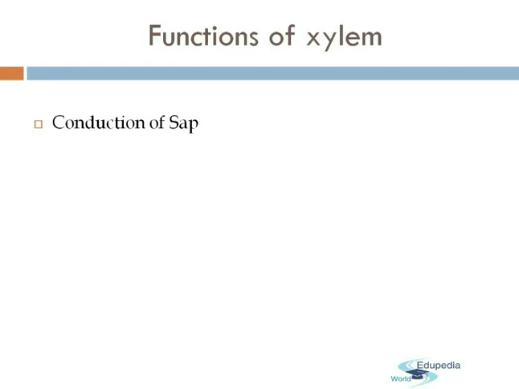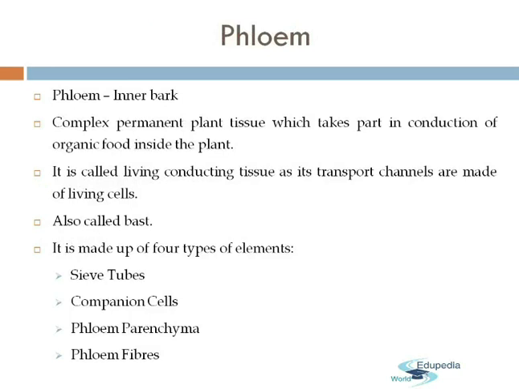So, if we discuss the functions of the xylem, first of all, it helps in the conduction of the sap. Now, we are not calling it the water because it has certain minerals also which are dissolved and which are required for the growth of the plant. So, it is known as the sap of the plant. Secondly, as we have already studied, it provides the mechanical strength to the plant. And thirdly, it is known as the wood because it is the hard part of the plant.